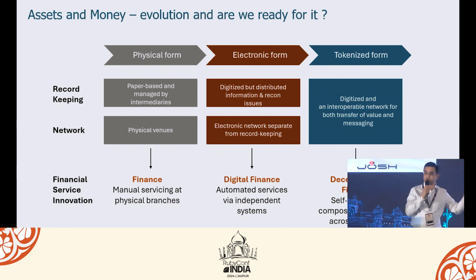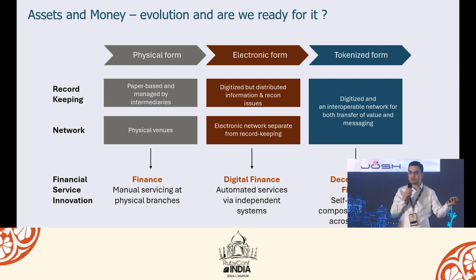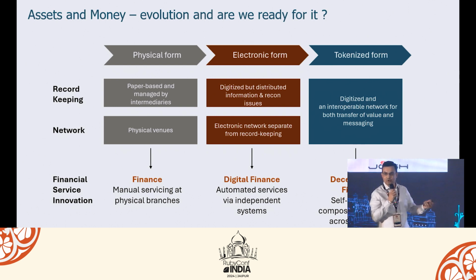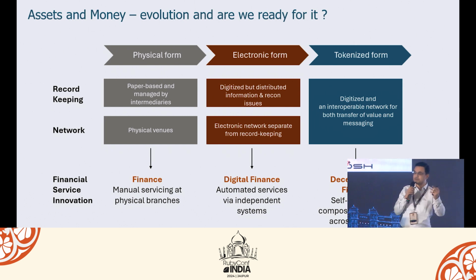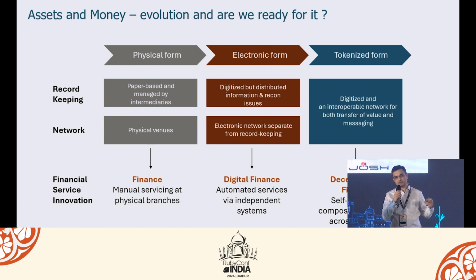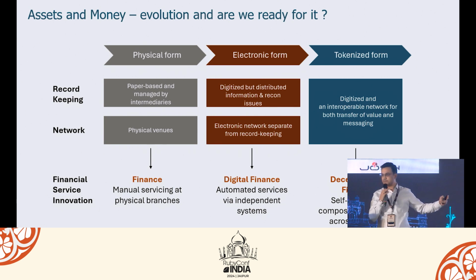Then we moved to the electronic form. That's where we started building ATM networks, right? So you saw a lot of ATMs coming up. You don't need to go to a branch, you can just go to a nearby ATM and withdraw the money. Then we built IMPS. We built a lot of other payment systems, FASTag, UPI, right? All these payment systems are built for the electronic form of payments, right?